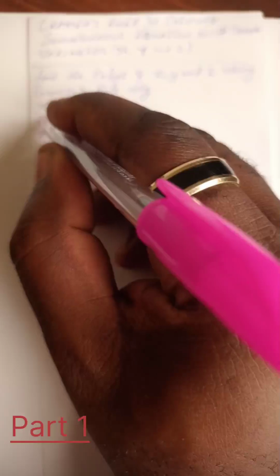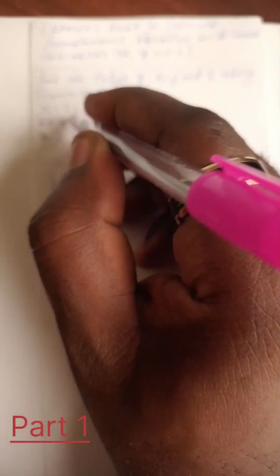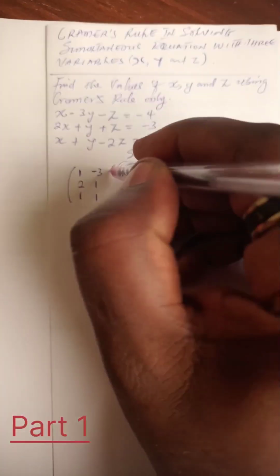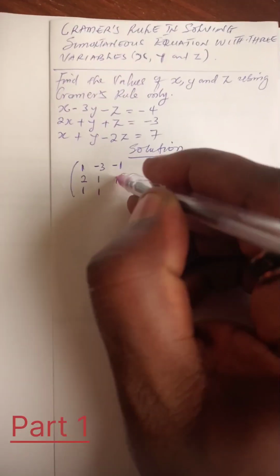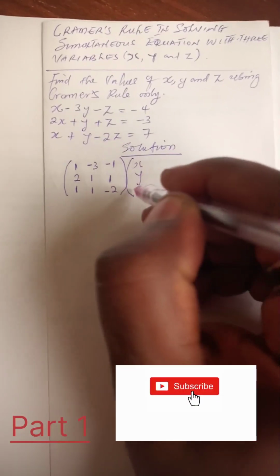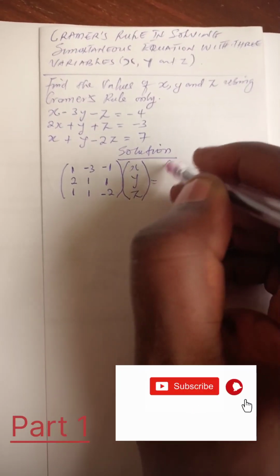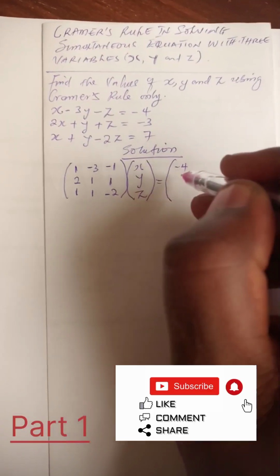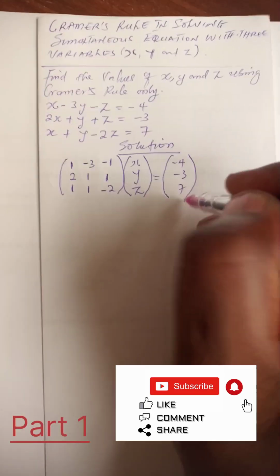Let's bring it out. Using the method we use to bring out our values, let's call this matrix out. Let's say this value here is 1, this one here is 2, and this one here is 1. This value here is minus 3, this value here is 1, and this value here is 1. The value here is minus 1, here is plus 1, and here is minus 2. And then what are we looking for? x, y, and z. And then it's equal to what? This value here, minus 4, minus 3, and 7.